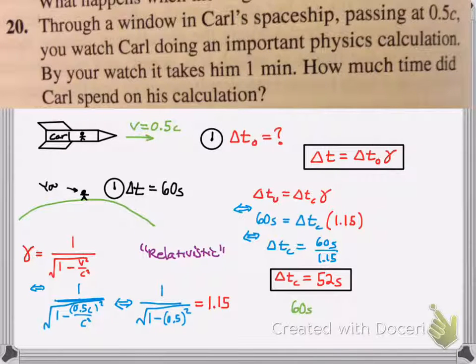Now, it might not make sense intuition-wise, because you're like, how did Carl only have 52 seconds when we recorded 60? Well, this is a consequence of one of Einstein's postulates, and we know that our time is longer and Carl's time is slower. So the 60 seconds shows that our time is longer, which is greater than the 52 seconds that we calculated for Carl's time. So here's a very basic example of using time dilation in Einstein's theory of relativity.